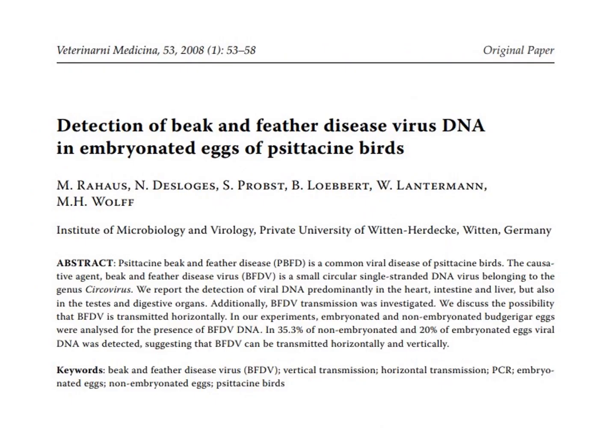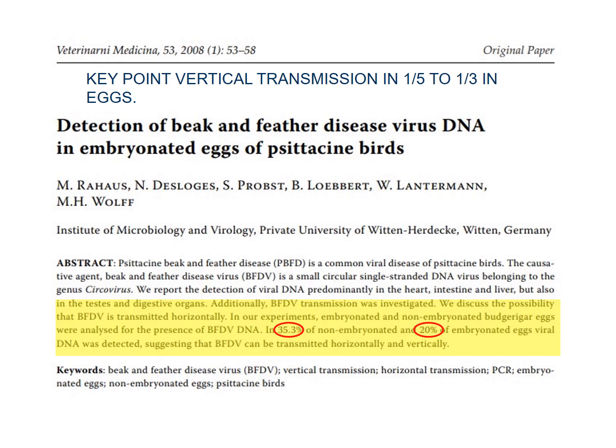And there's loads of papers. PBFD is a massive thing again. Lots of papers looking at the detection of it in embryonated psittacine eggs here as well. On this particular paper, we're seeing that you've got 35% of non-embryonated eggs have PBFD DNA in them, 20% here of embryonated eggs have DNA in there as well. You could argue that maybe there's a difference there because some of the non-embryonated embryos, if you like, die before you can tell they're embryonated, which obviously may account for decreased fertility and hatchability in some of these species too.